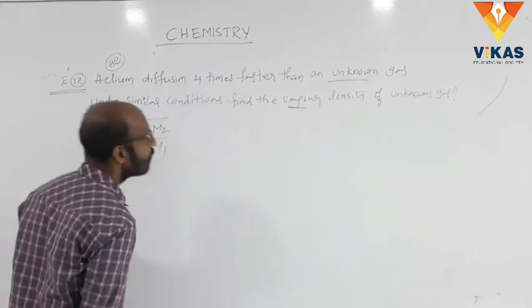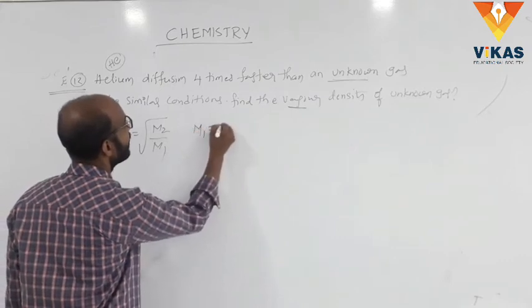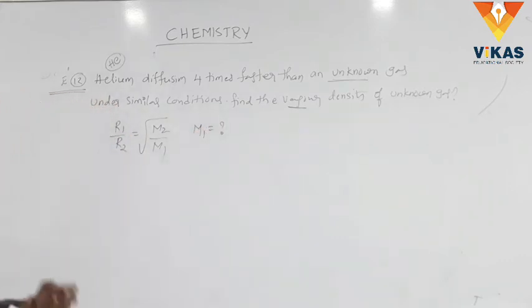Helium diffusion is 4 times faster than an unknown gas. Under similar conditions, find the vapor density of the unknown gas. We find out the M1.